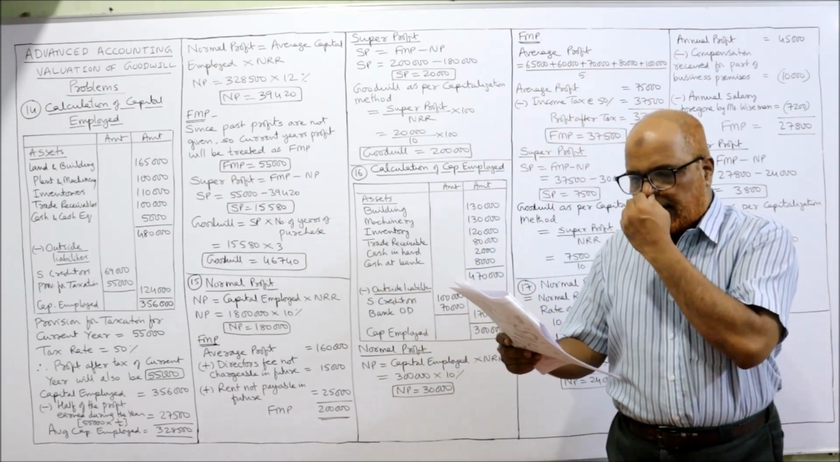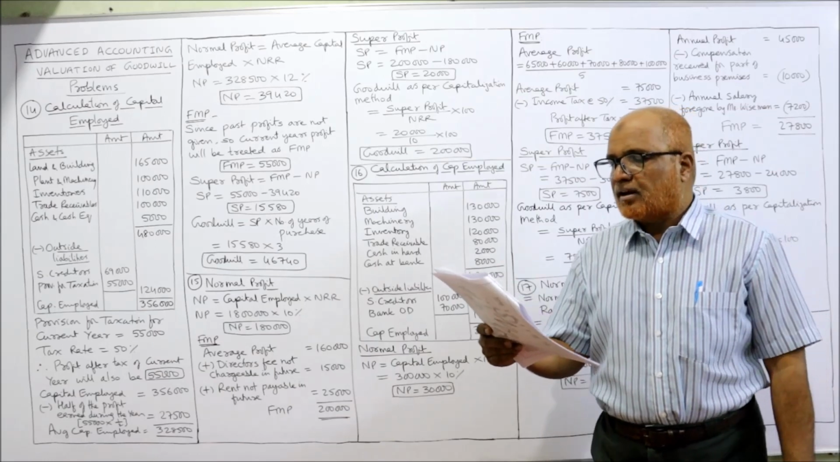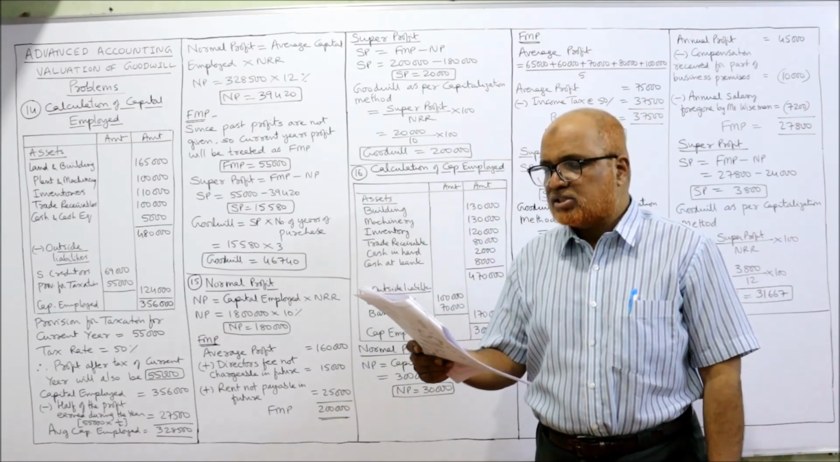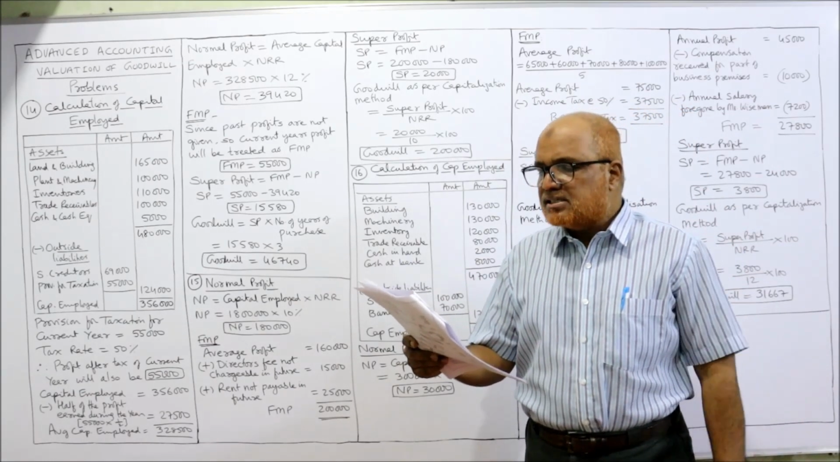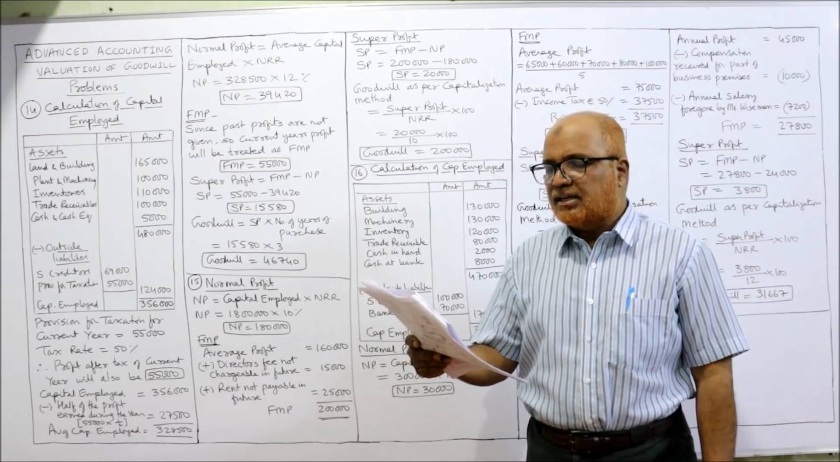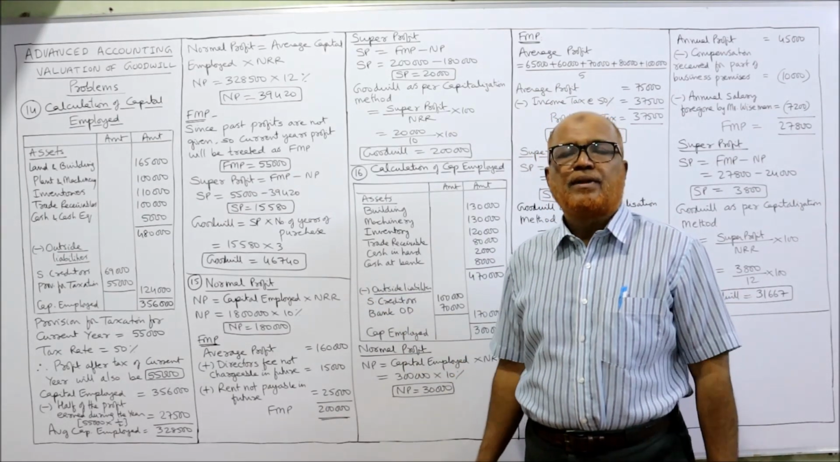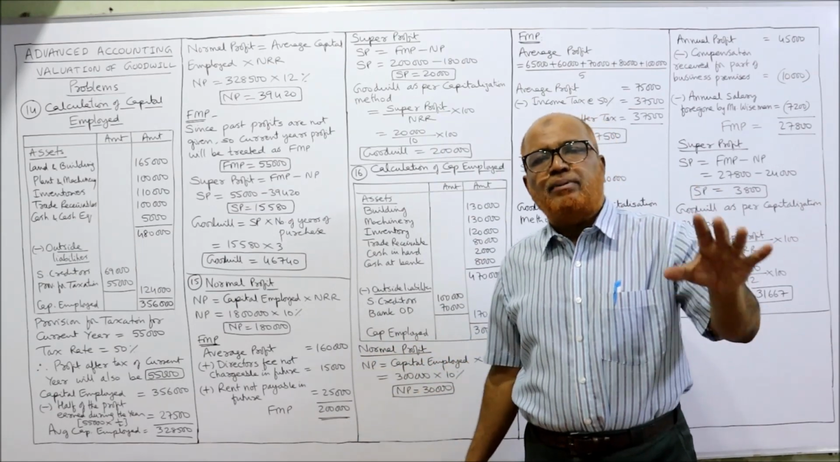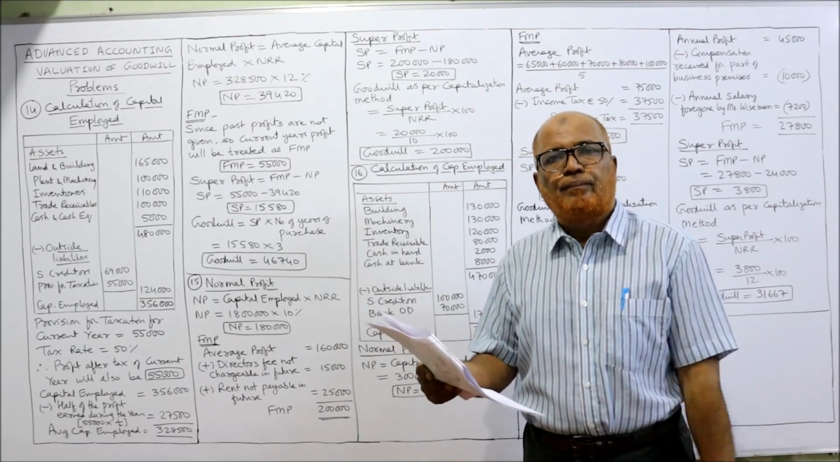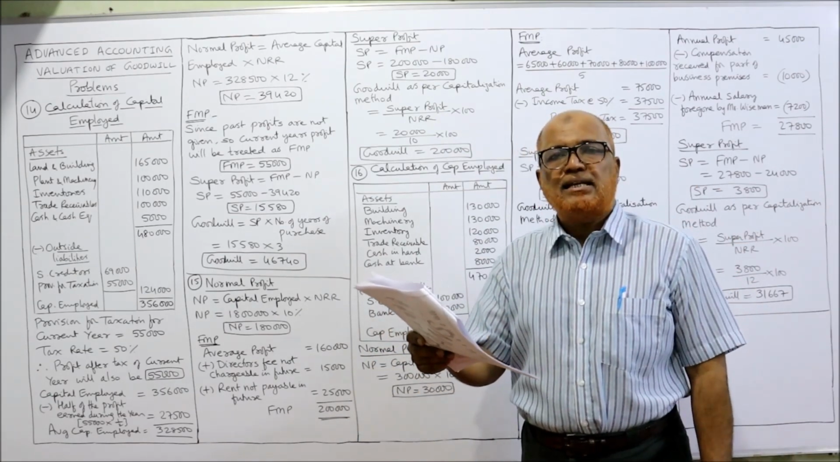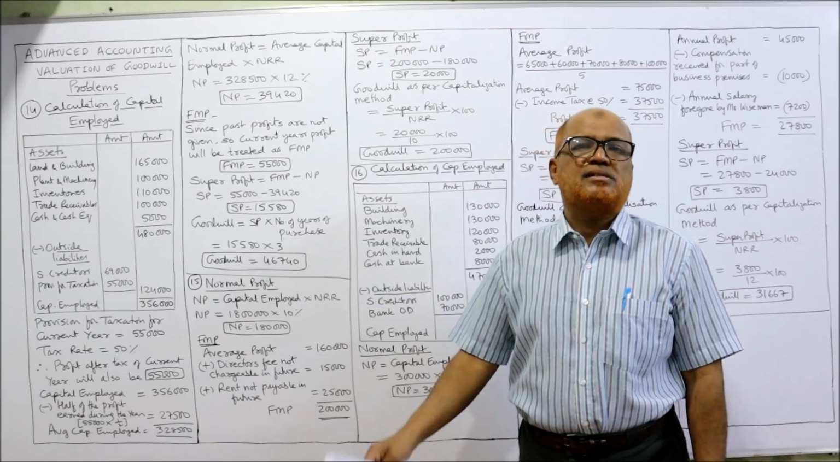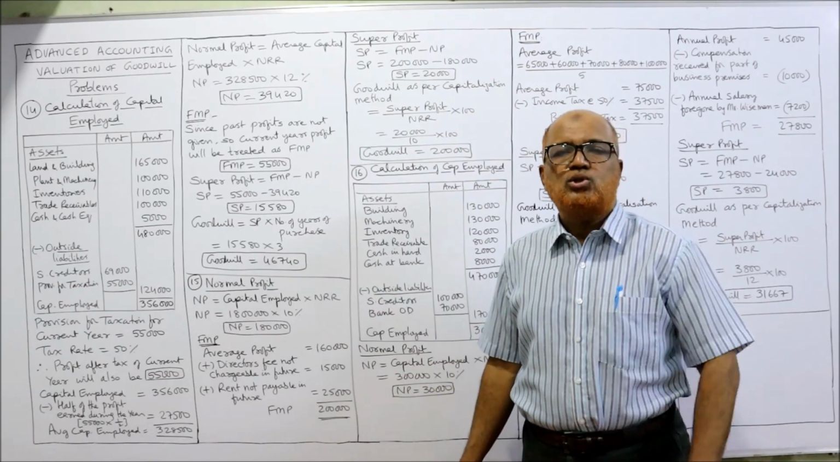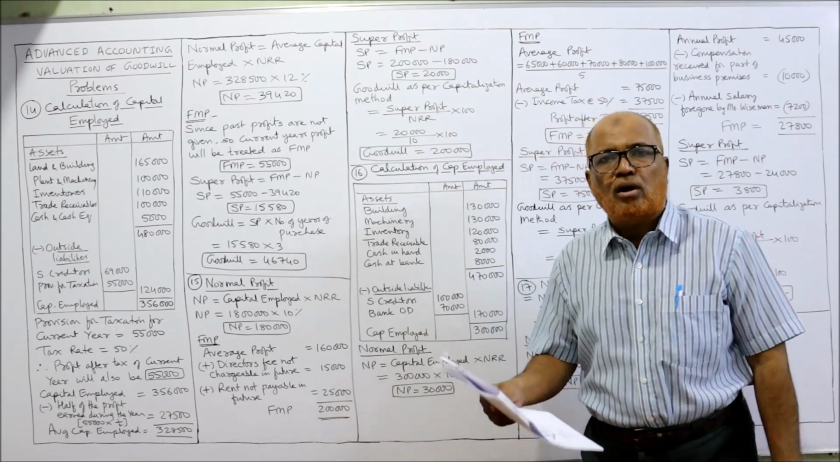The value of the net tangible assets of the vendor company at the proposed date of sale was 18 lakh. And it was considered that a reasonable return on capital invested in this type of industry was 10%. No need to calculate capital employed. It is given. The capital employed is 18 lakh and the NRR is 10%. So 18 lakh into 10%, 1,80,000 is the normal profit.